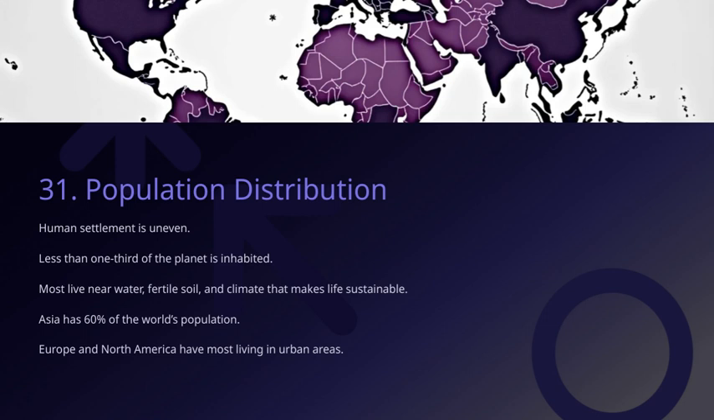Human settlement is quite uneven, with some regions densely populated and others sparsely inhabited. This uneven distribution highlights how geography and environment play crucial roles in where people choose to live, shaping the overall pattern of human settlement across the world.